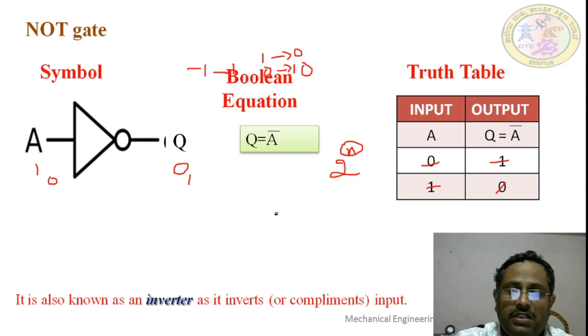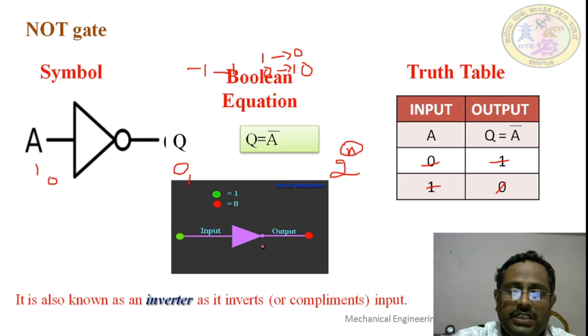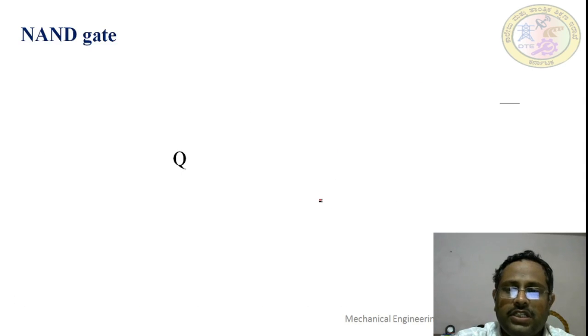We'll see the animation here. If you give red as an input, it will give green. Green is input, red is output. This is the NOT gate. These 3 are the basic logic gates. Using these 3, we construct the NAND and NOR. These NAND and NOR gates are called universal logic gates.